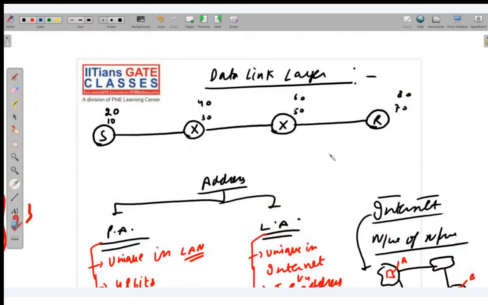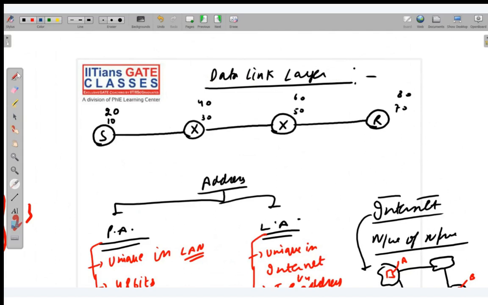Yeah, so which layer will handle all the issues related to sending data from this sender to this node? Now please try to concentrate. Okay, so which layer will handle all the issues related to sender to this node? Okay, so basically these are known as nodes. So which layer is responsible for node to node delivery? Node to node delivery is handled by data link layer. Okay, yeah, so are you getting it?